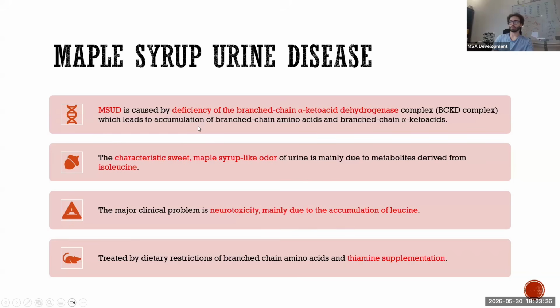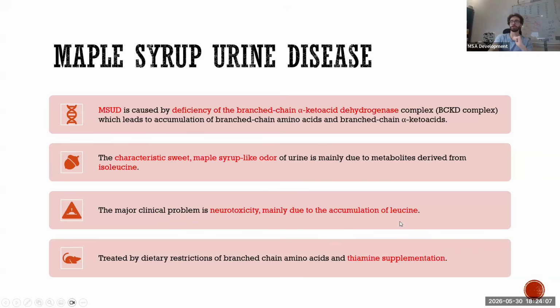It's caused by deficiency of what? As we said, branched-chain alpha-keto acid dehydrogenase, which will lead to an accumulation of branched-chain amino acids. What is the characteristic of this disease? I said it before: sweet, maple syrup-like odor of urine. Okay? We said the branched-chain amino acids are valine, isoleucine, and leucine. Which one of them causes the maple syrup-like odor? It's isoleucine.